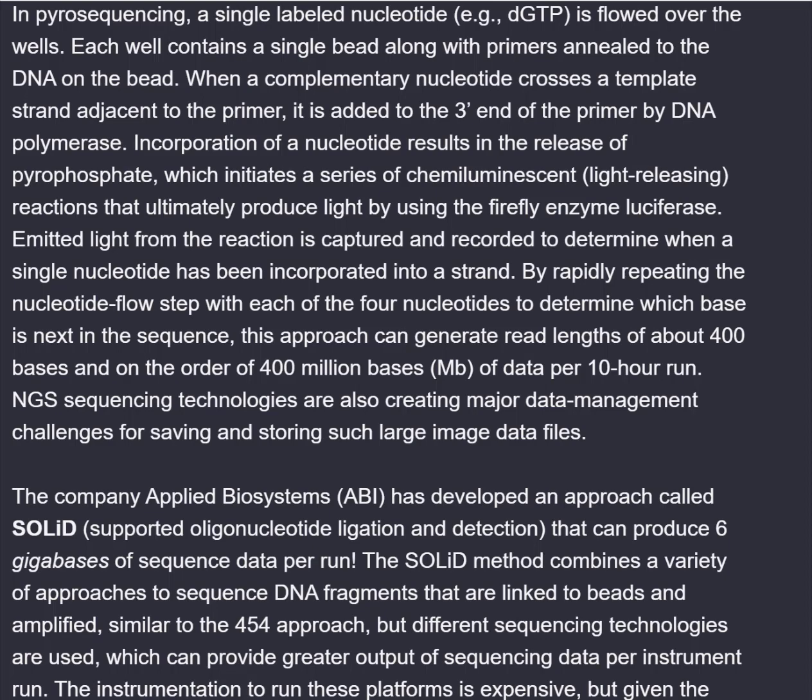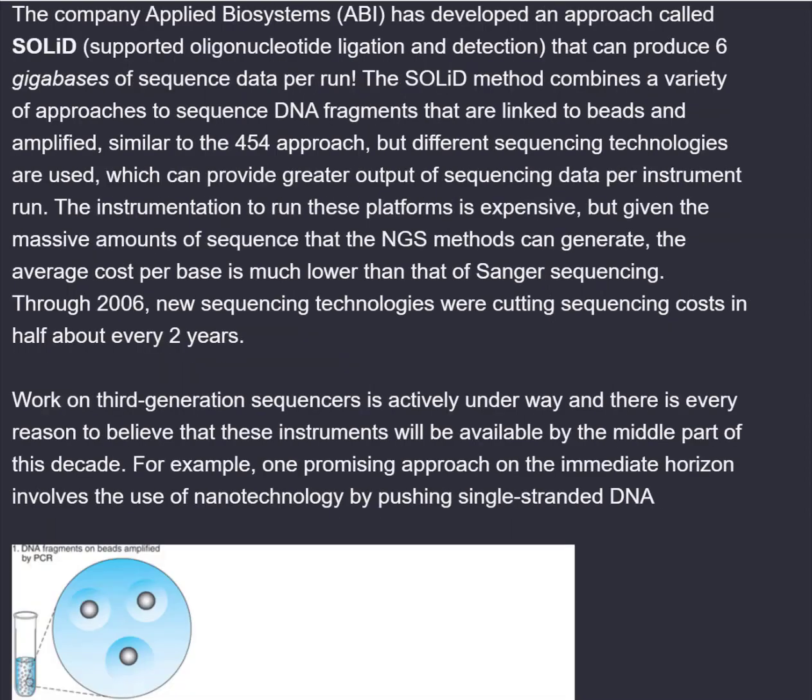Emitted light from the reaction is captured and recorded to determine when a single nucleotide has been incorporated into a strand. By rapidly repeating the nucleotide flow step with each of the 4 nucleotides to determine which base is next in the sequence, this approach can generate read lengths of about 400 bases and on the order of 400 million bases, MB, of data per 10-hour run. NGS sequencing technologies are also creating major data management challenges for saving and storing such large image data files.